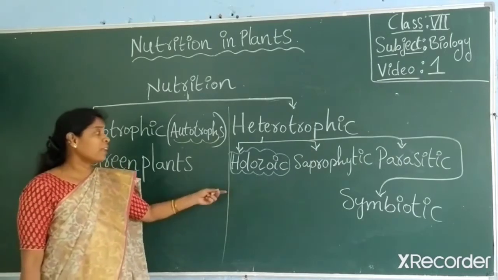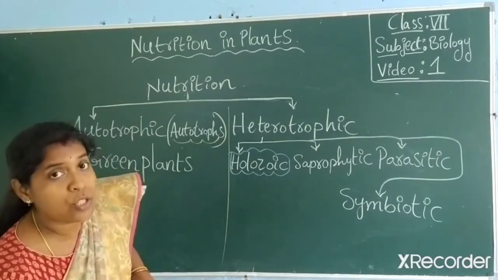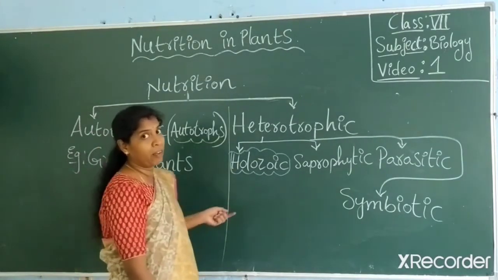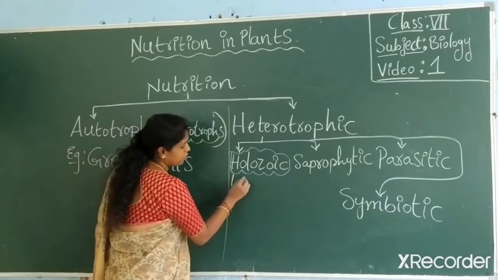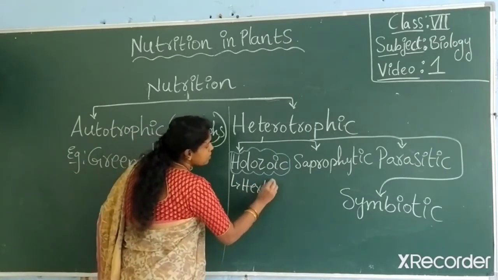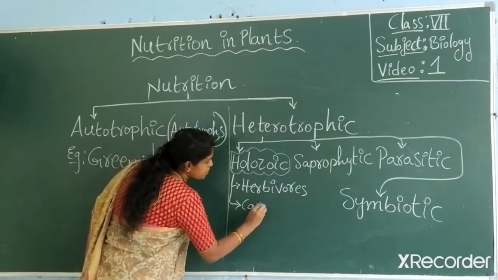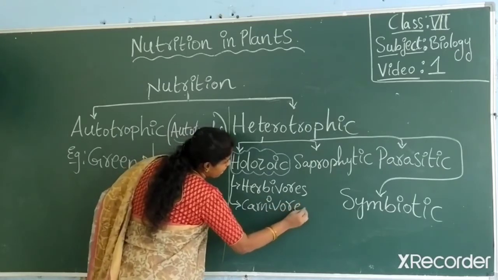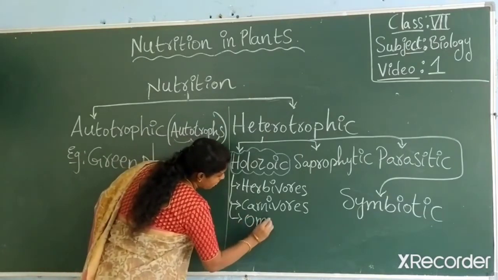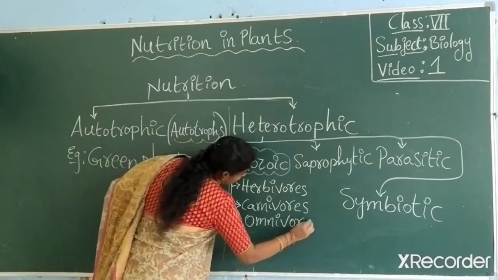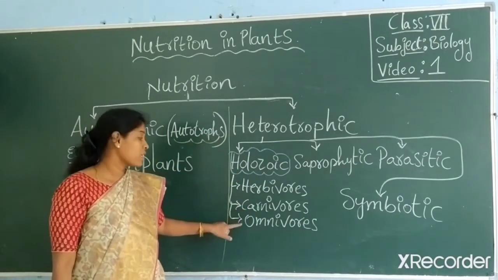What do we have to know about holozoic? Holozoic is again further divided into three types based on the dependence. Holozoic means other animals are depended upon, like herbivores, carnivores, and omnivores. What are they? Herbivores, carnivores, omnivores.